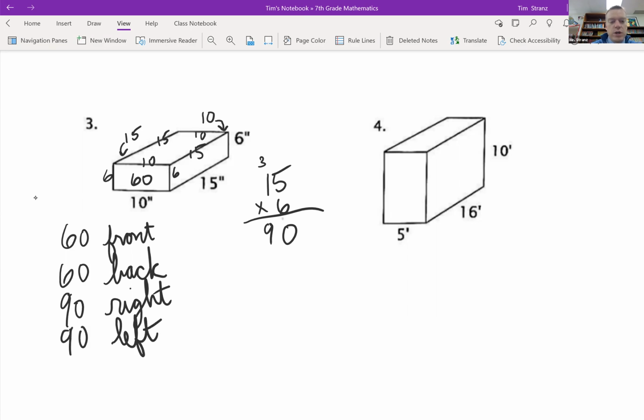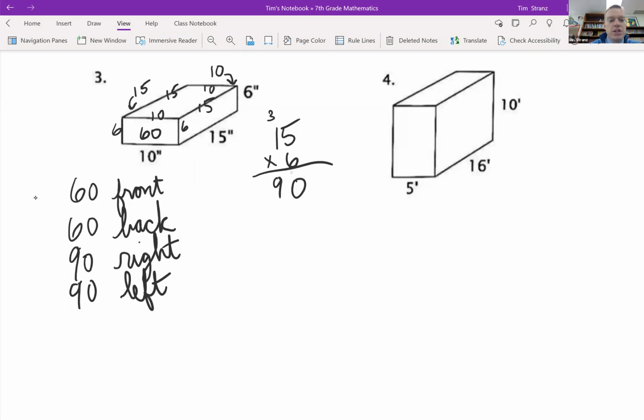Now the only 2 that we're missing are the top and bottom. If we do the top, we got a length of, I'm sorry, a length of 15 and a width of 10. So 10 times 15 is 150 on the top, and 150 then on the bottom. So now we can add up all of our numbers and get the total surface area.